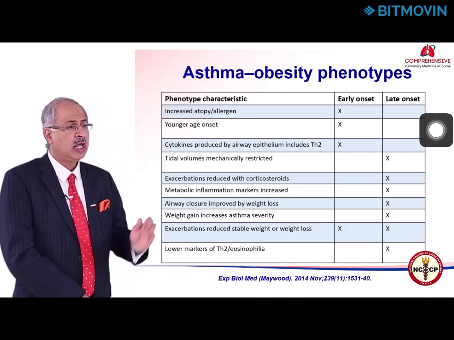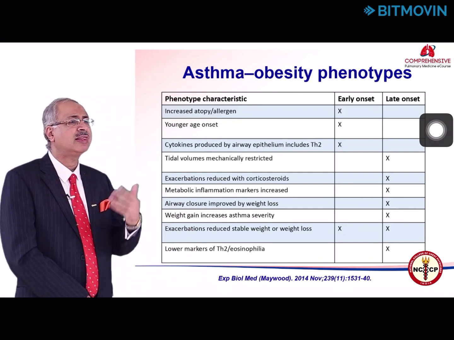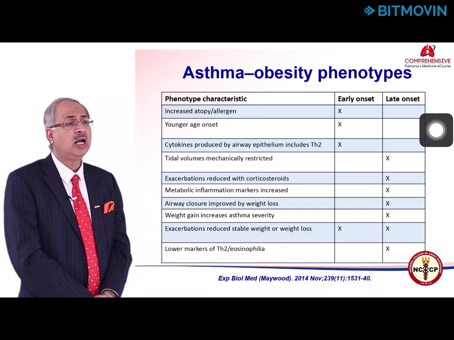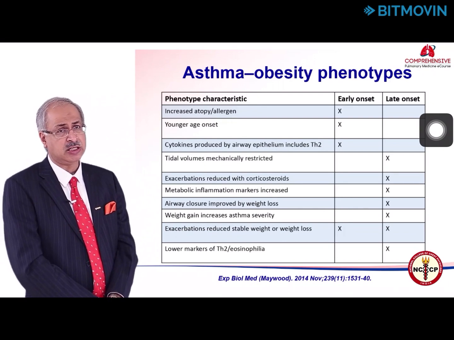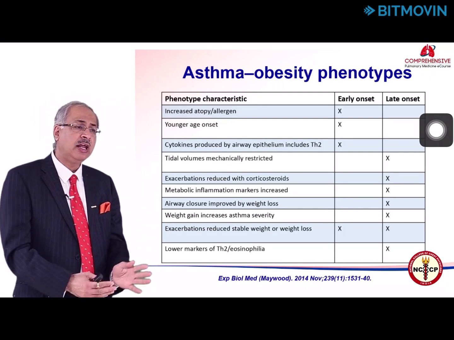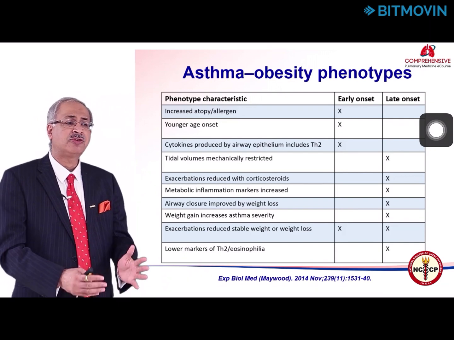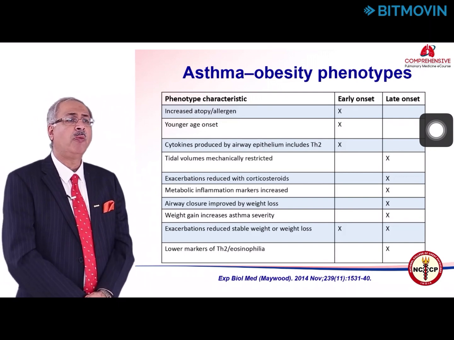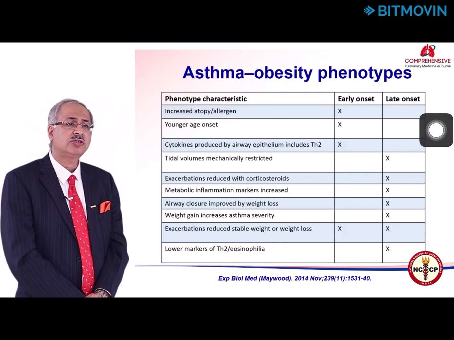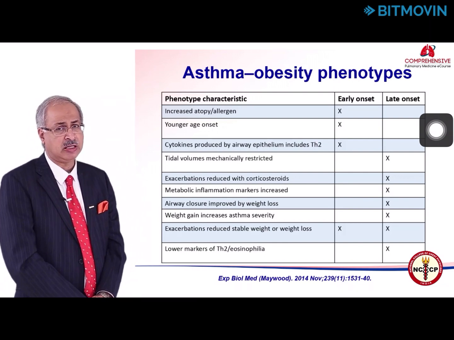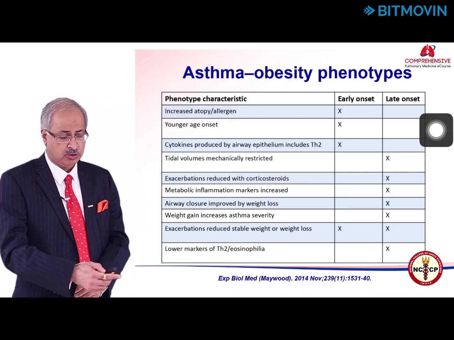In other words, in early onset you will see all the signs and symptoms of early onset asthma, that is, allergic eosinophilic asthma. In late onset, you will see that the cytokine profile is that of obesity, as well as a consequence of the mechanical properties of obesity, and when you lose weight you tend to improve in the symptoms.